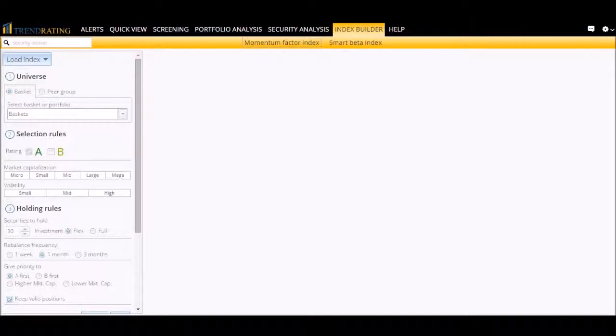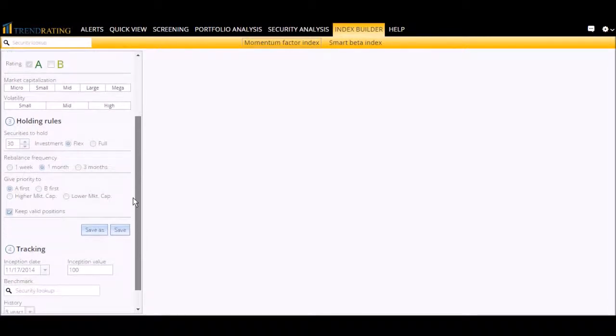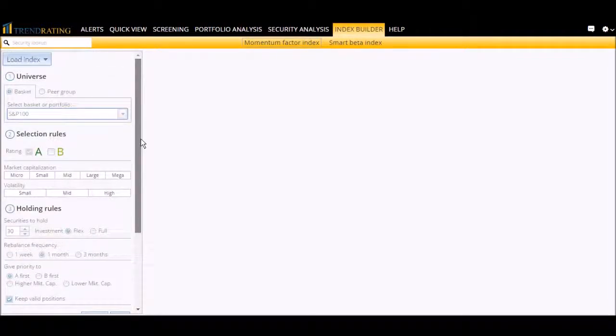We will now look at how the momentum model works with the actual portfolio. To do so, I will move to the index builder part of the tool. In the index builder, I select a basket of securities and I want to test a momentum strategy against the benchmark. I will start with the components of the S&P 100 as an example, and these are the 100 stocks that make up the index.